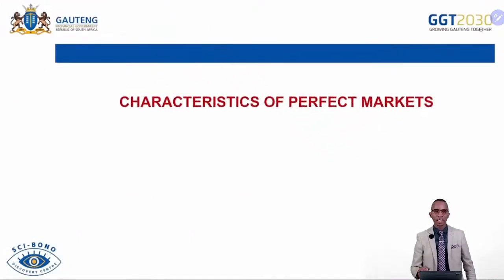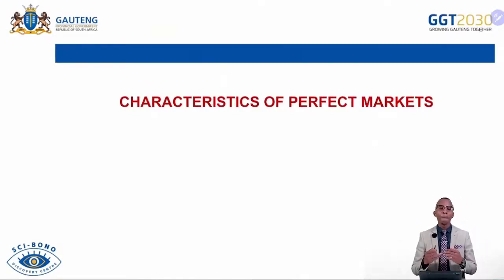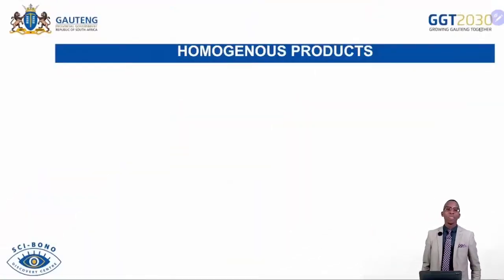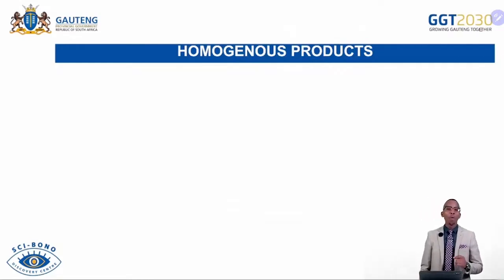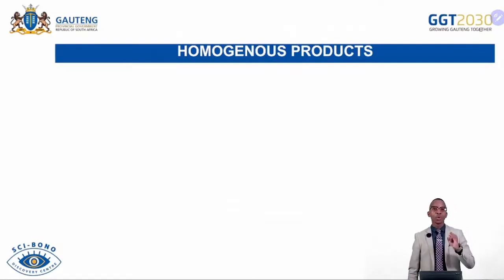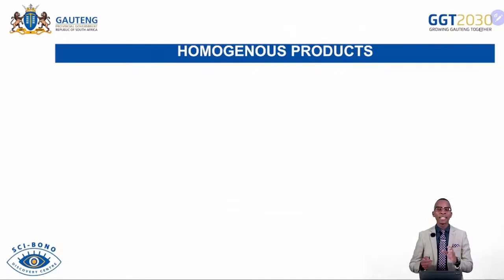So the following are the characteristics of the perfect market. How can we easily identify the firm that competes within the perfect market condition? Each firm that exists under the perfect market supplies homogeneous products. Remember, for a product to be homogeneous, it should look the same, have the same quality, and be a perfect substitute for others, satisfying the same utility.